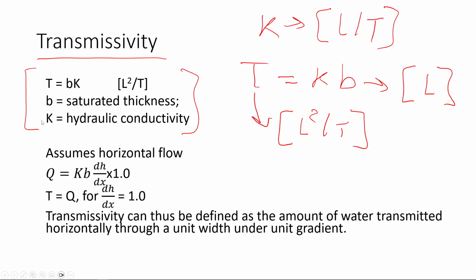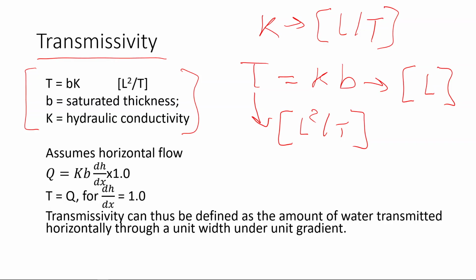So that is generally a useful term that we use to understand the rate at which water passes through an unconfined aquifer.